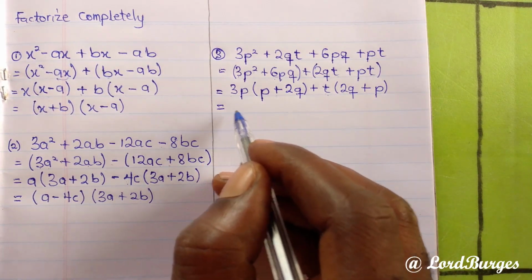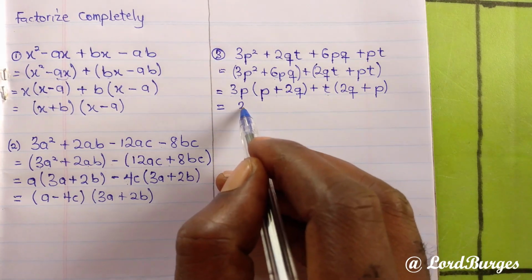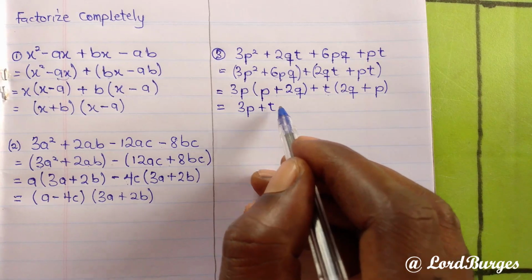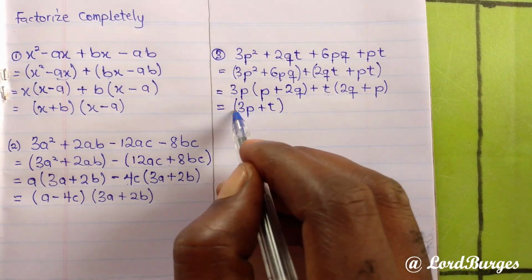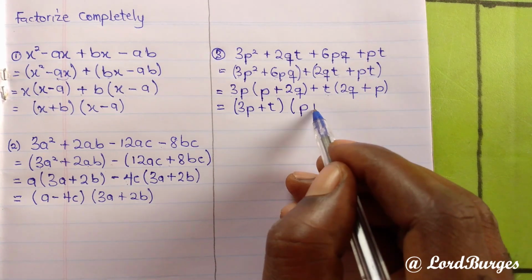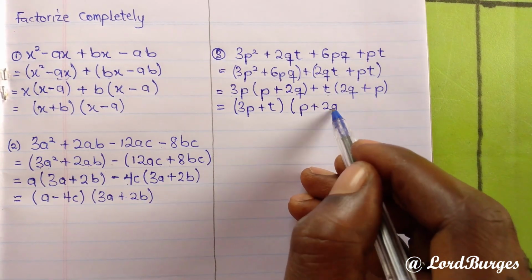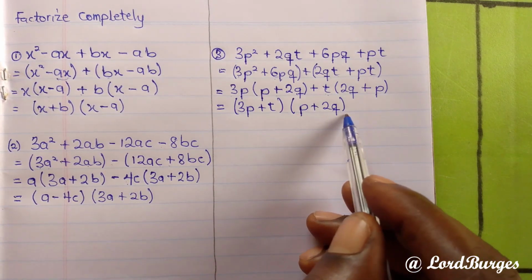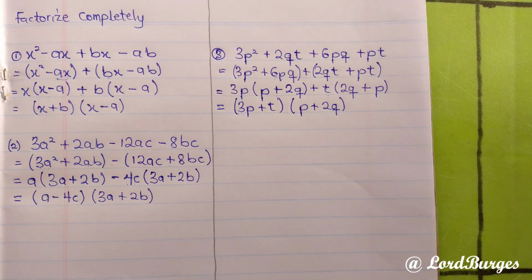Therefore, what do we have outside the bracket? We have 3p plus t outside the bracket, so we put them in one bracket. And what do we have in the bracket? We have p plus 2q in the brackets. So outside the bracket, in the bracket. Therefore, this is how to deal with such a question when you come across it.